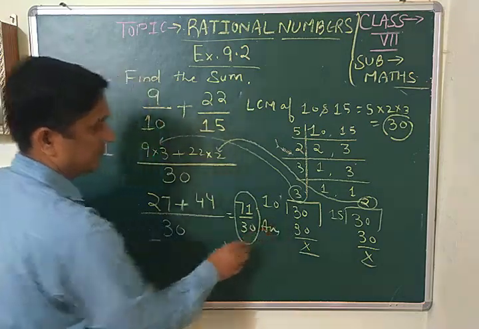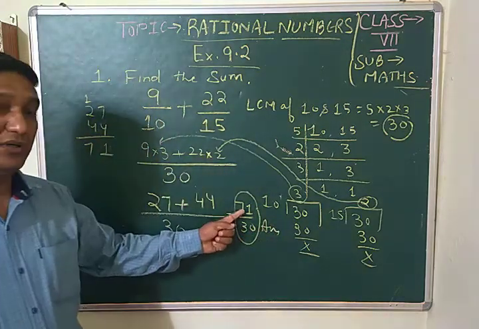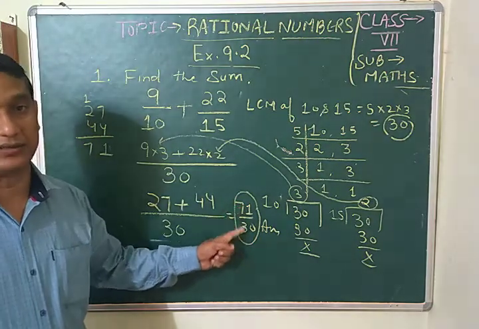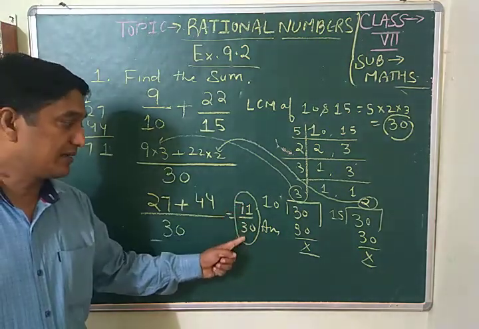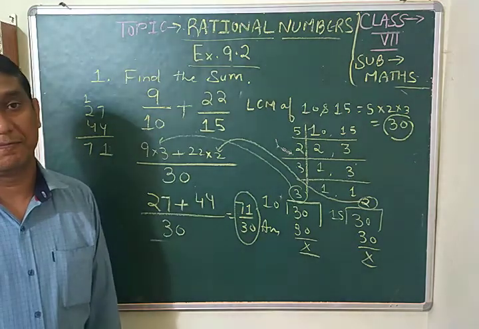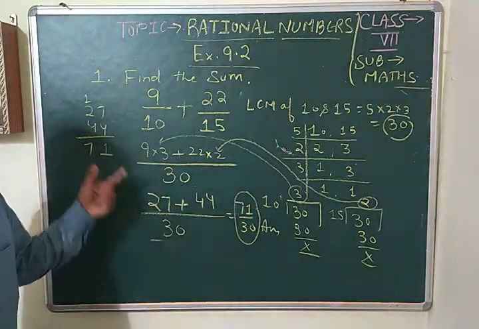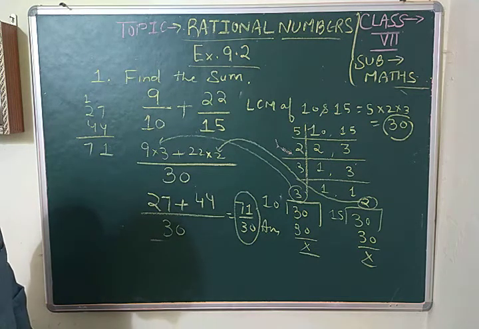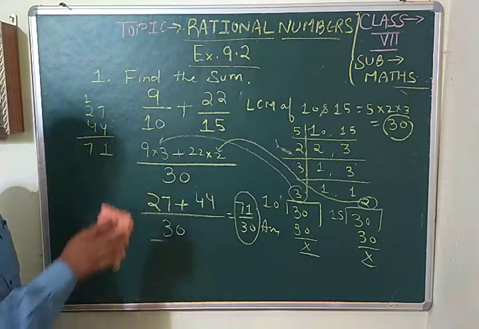This is your answer. We can't bring this into lowest form because these are co-prime numbers. They are not divisible by one another. So keep this 71 and 30 as your answer. Now children, question number 2. We have to do the same thing: find or simplify.